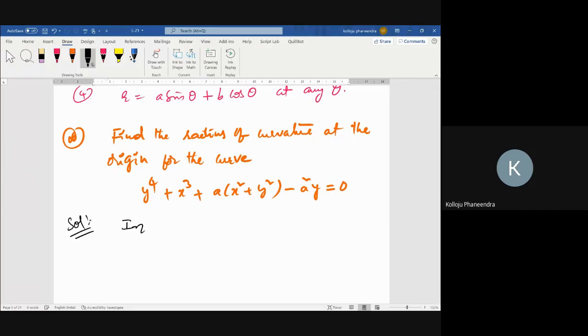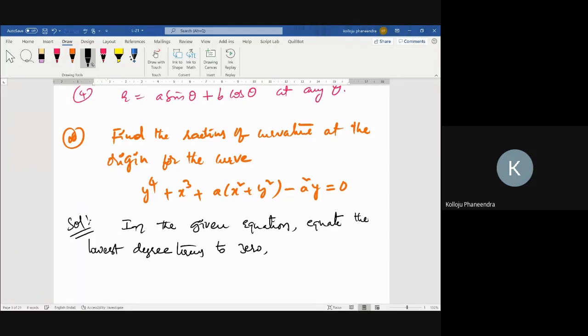Tangent at the origin, anyone? If the equation is given, dy by dx at 0, 0, that is slope, no? I need the equation of the tangent. In the given equation, intermediate, maybe it may be there, but in the curve tracing chapter, it is there. What is that? Remember this: in the given equation, equate the lowest degree terms to zero, and that gives the tangents at the origin.